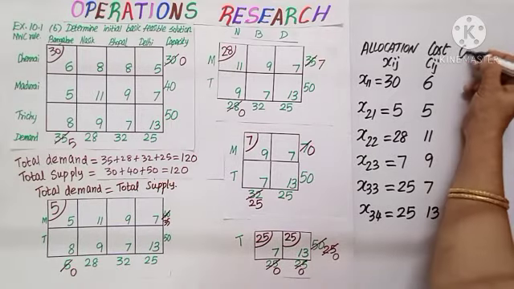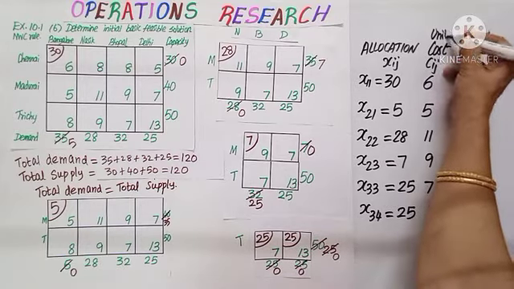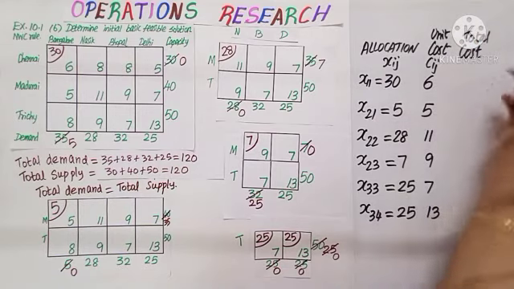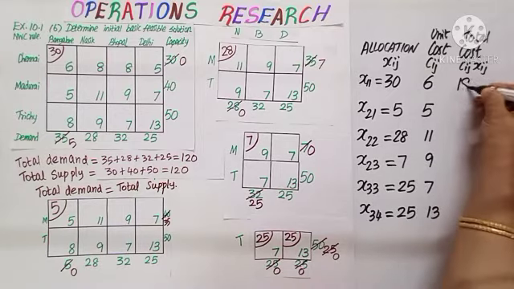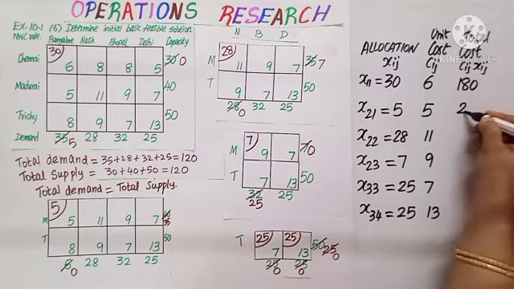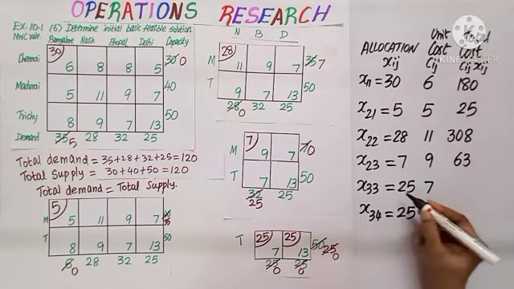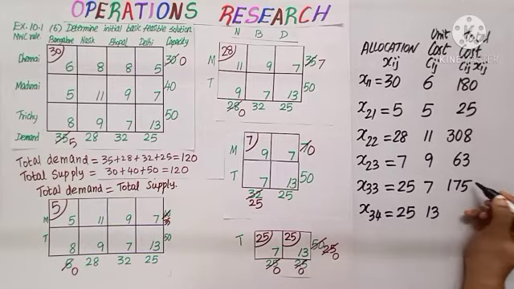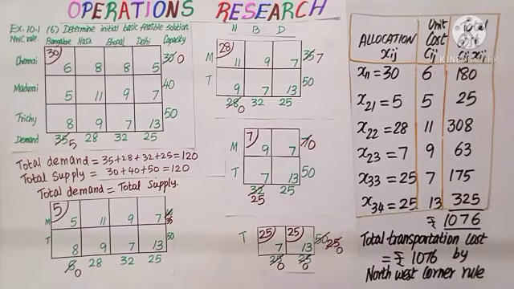Let us multiply. So to find the total cost, this I call unit cost. To find the total, let us multiply. Cij into Xij. 30 into 6, 180. 5 5s are 25. 28 into 11, 308. 7 9s are 63. 25 7s are 175. 25 13s are 325. So we get the total transportation cost is rupees 1076 by northwest corner rule.